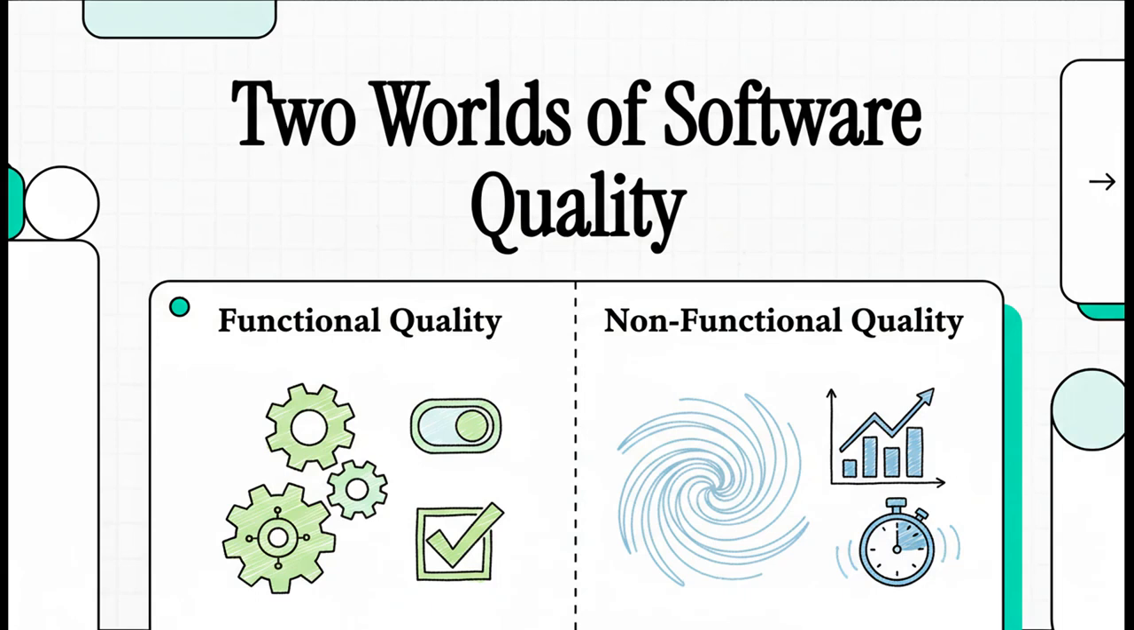You know, when we think about software quality, it's easy to just ask a simple question. Does it work or is it broken? But the reality, as you probably know, is so much more complicated than that. Today, we're going to dive into what I'm calling the two distinct worlds of software quality, because really understanding both is the secret to building software that people actually love to use.